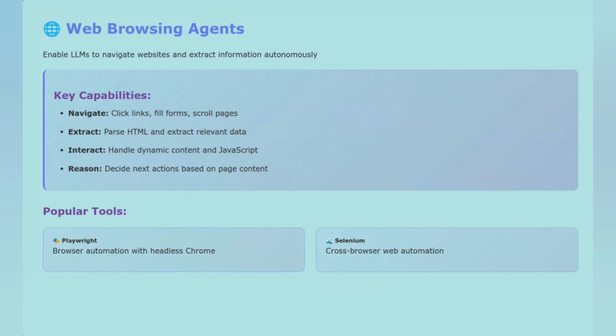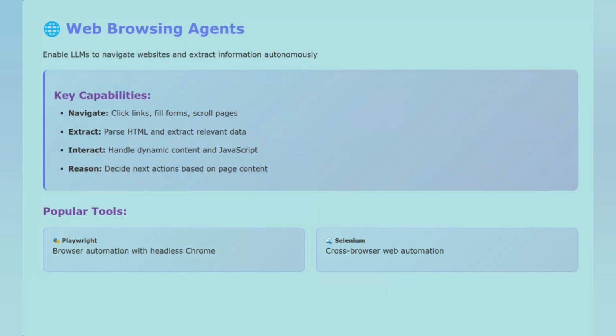This is where things get really exciting. Web browsing agents enable LLMs to navigate websites and extract information autonomously. They're not just reading static text, they're actually interacting with web pages. Here are the key capabilities. Navigate. They can click links, fill out forms, scroll through pages. Extract. They can parse HTML and pull out the relevant data you need. Interact. They can handle dynamic content and JavaScript, not just static HTML. Reason. This is the key part.